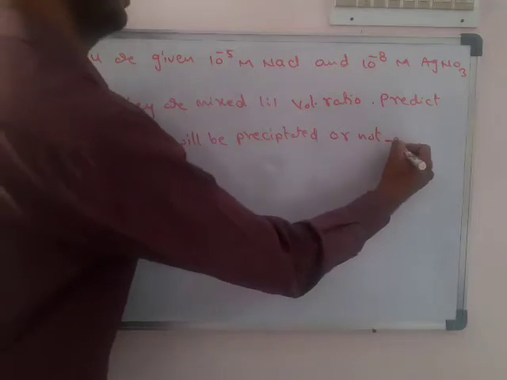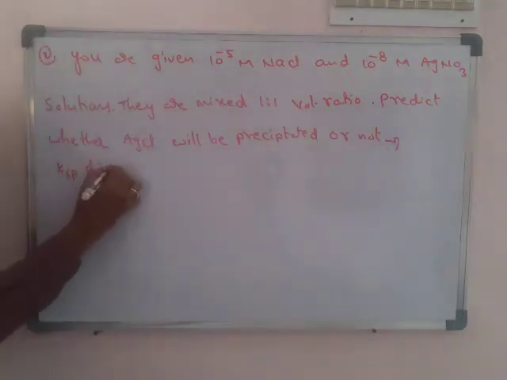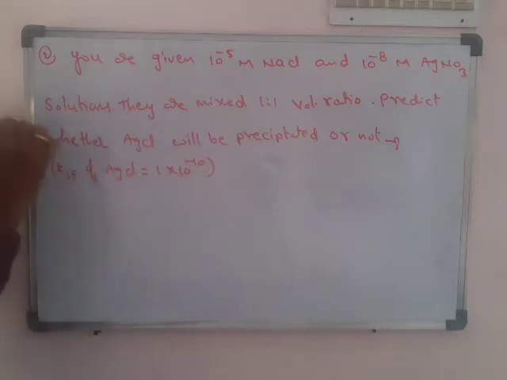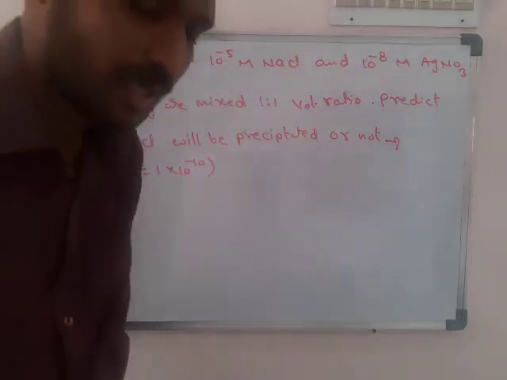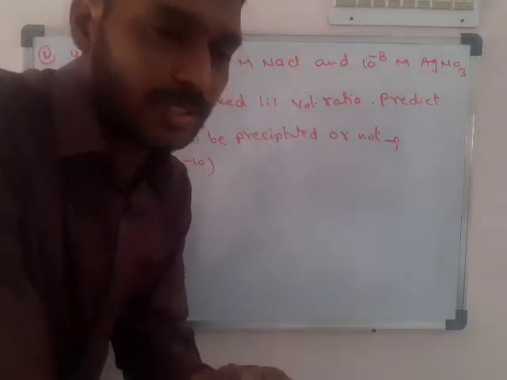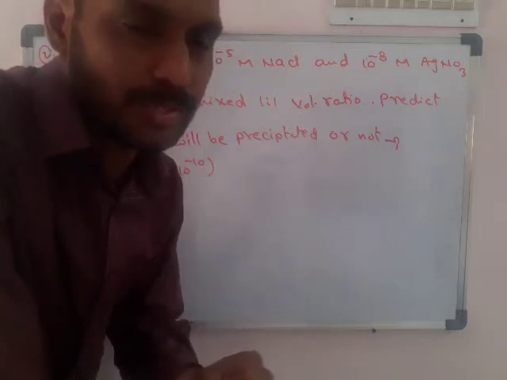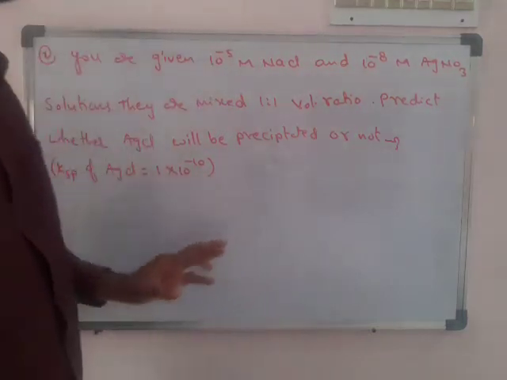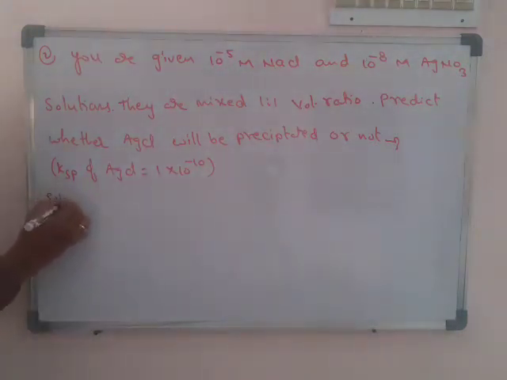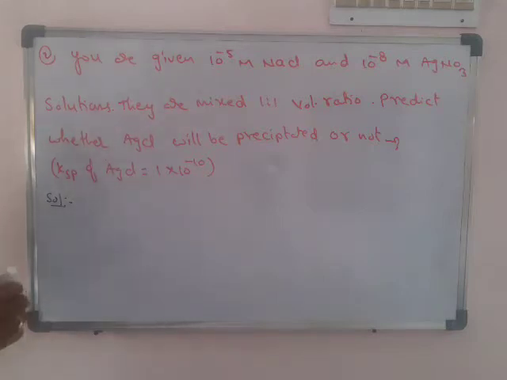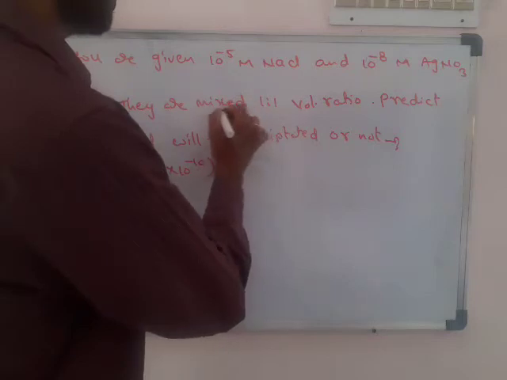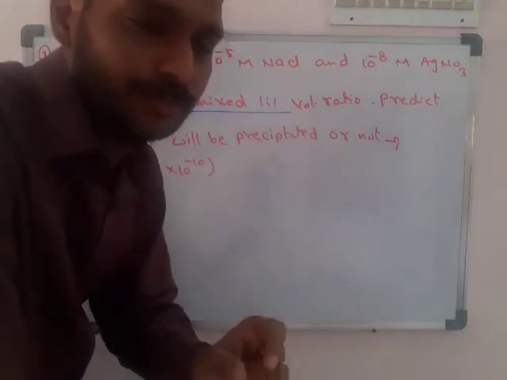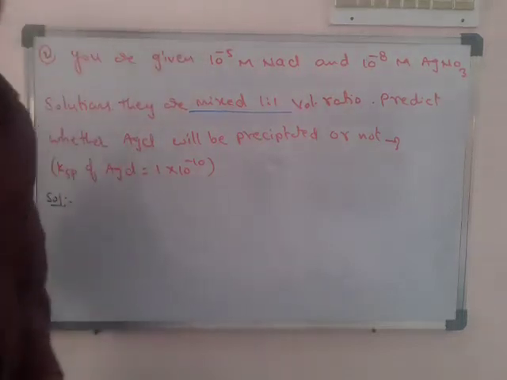So it is given that the KSP, the solubility product of silver chloride, is 1 into 10 to the power of minus 10. Again the same problem, we have to follow the conditions. If the ionic product is less than the solubility product, no precipitation will form. If the ionic product is greater than the solubility product, precipitation takes place. Means we have to find the ionic product in the mixed solution. Here also, just like the previous problem, they are mixed in 1:1 volume ratio, which means equal volumes of solutions are mixed.